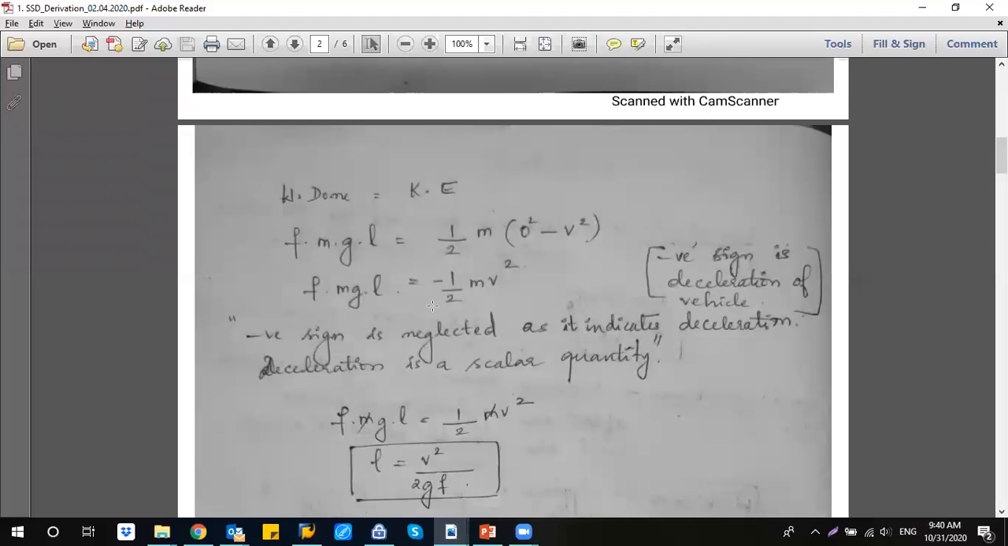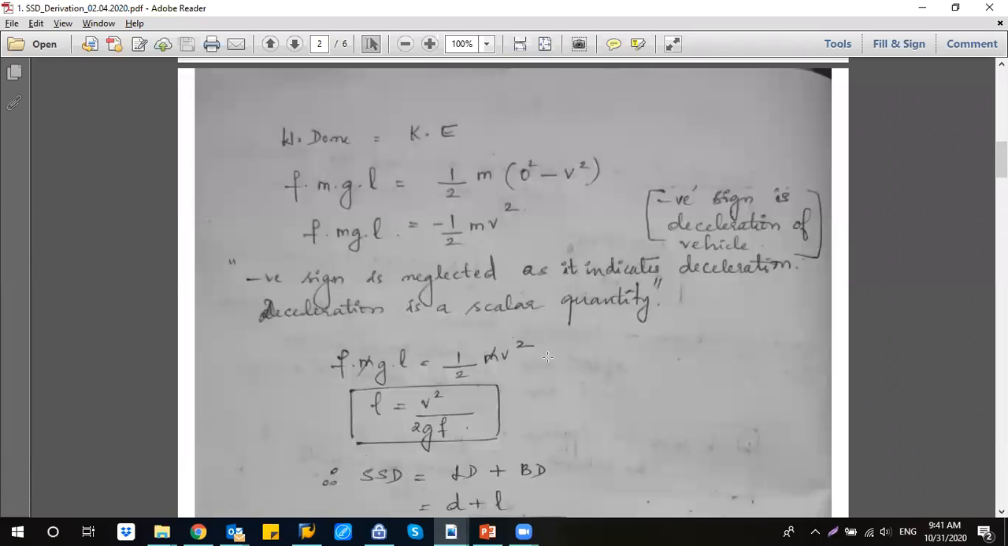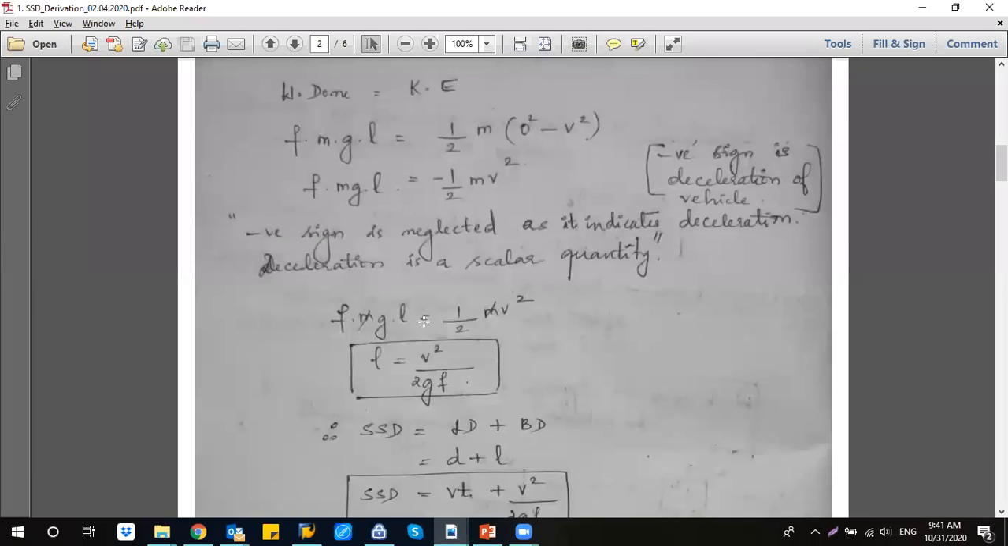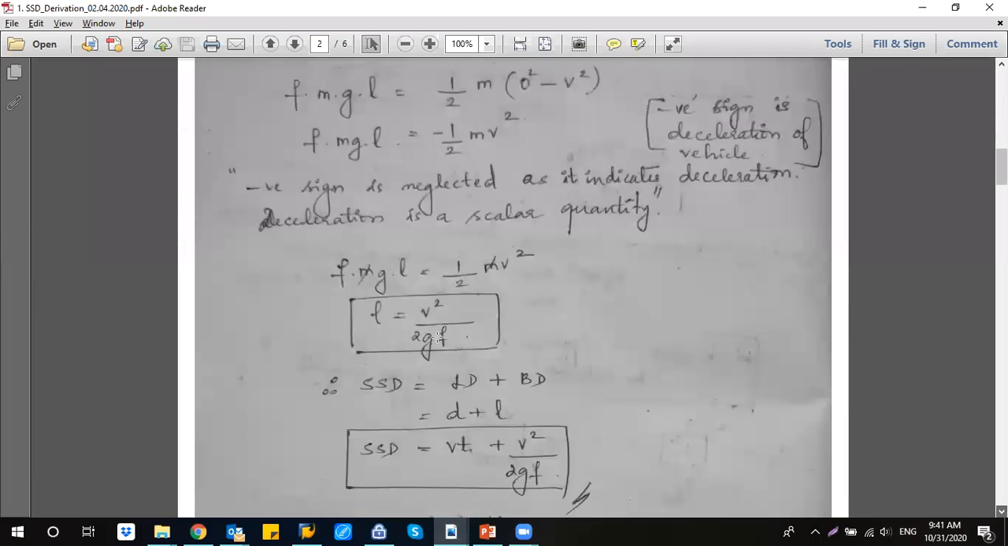So since here deceleration is a scalar quantity, it will have only the magnitude. Magnitude means just take only this value, half mv square. The negative sign just indicates deceleration, so it is neglected. Now what happens? Just equate the work done and the kinetic energy, cancel out all the common terms, and finally you get the expression for the braking distance L as v square by 2gf. Got it?